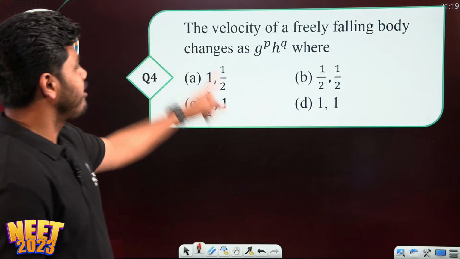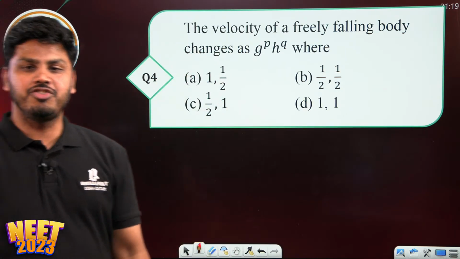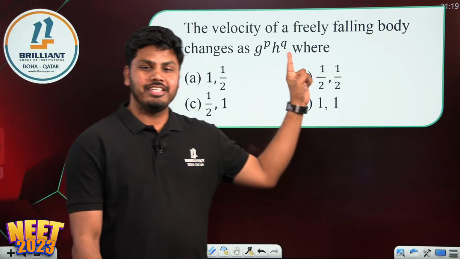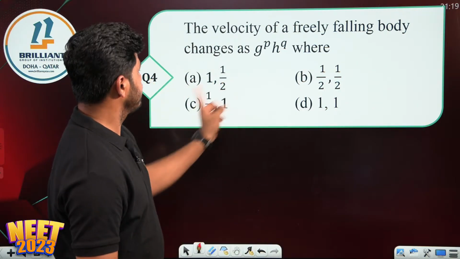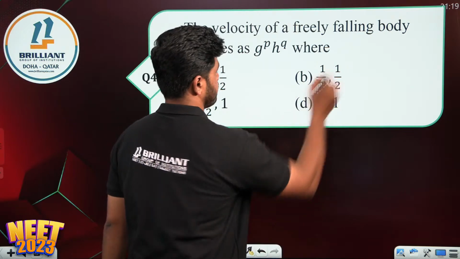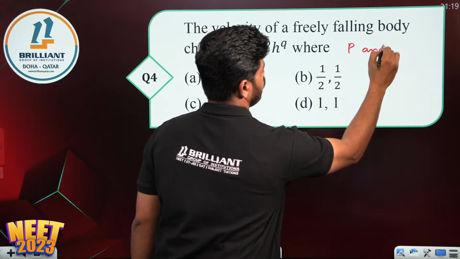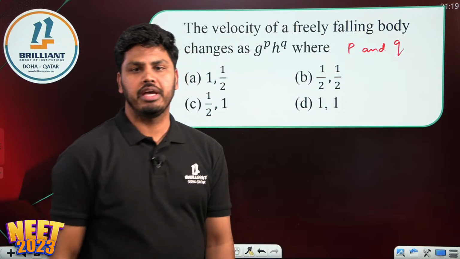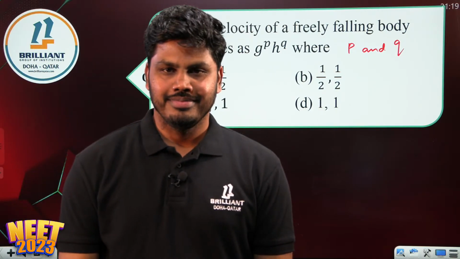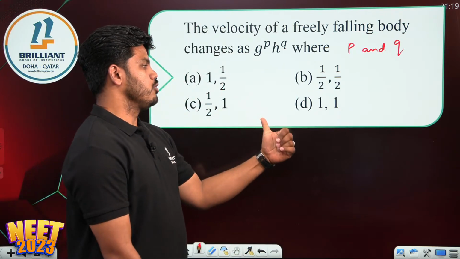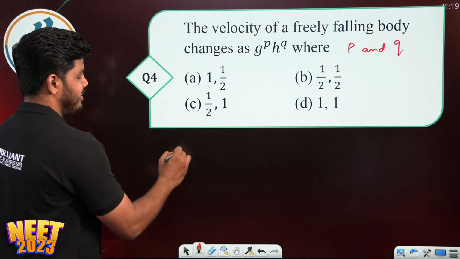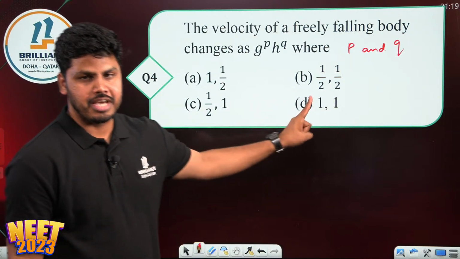The velocity of a freely falling body changes as g raised to p and h raised to q, where the question is the values of p and q, right? The second application, right? We derived an expression for the velocity of a freely falling body. If you know that equation, we can save time.